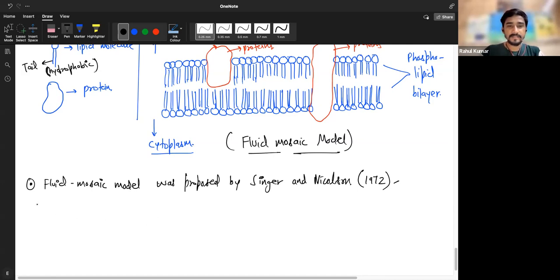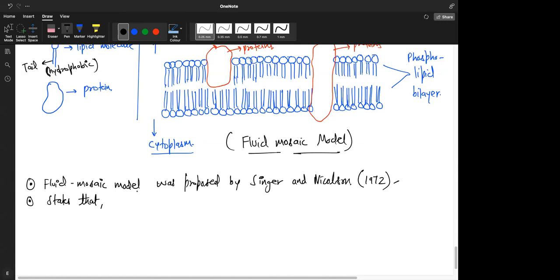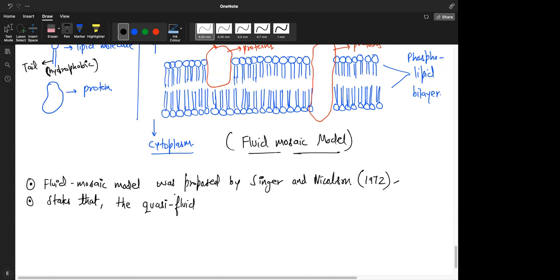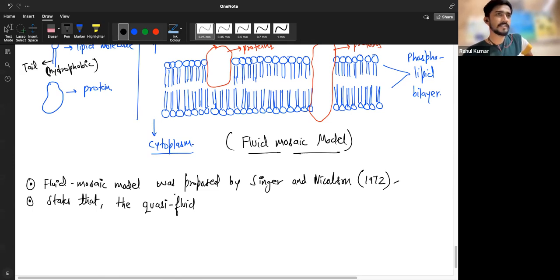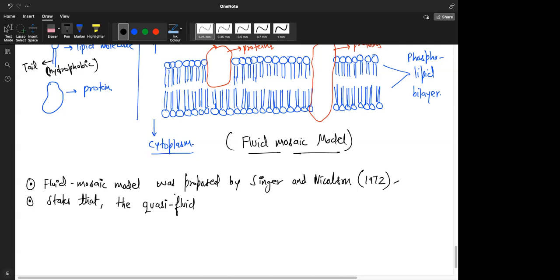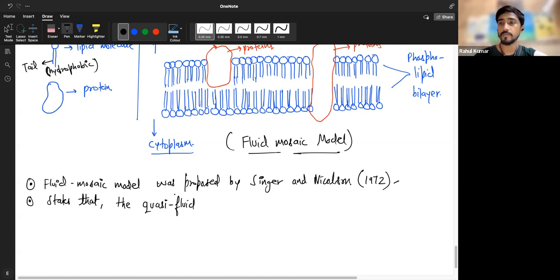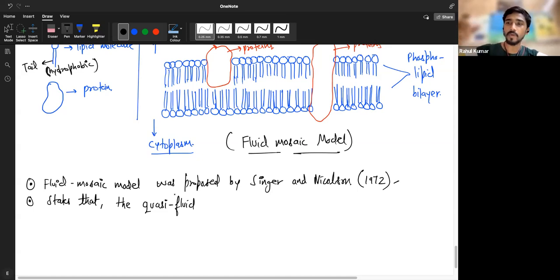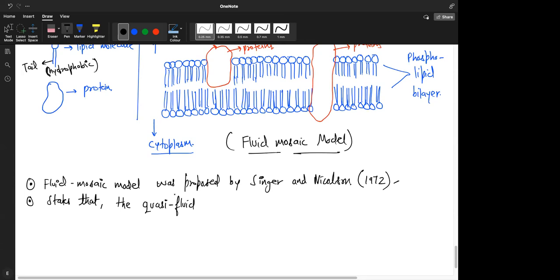And write down, this model states that the quasi-fluid nature. The word quasi means something which is happening very, very slowly. For example, if I say that water is a fluid, you will agree? If I say milk is a fluid, you will agree? If I say honey is a fluid, you will agree? But if I pour 1 liter of water, 1 liter of milk, and 1 liter of honey, will they all flow with the same speed? No. Why? Because they have different densities.